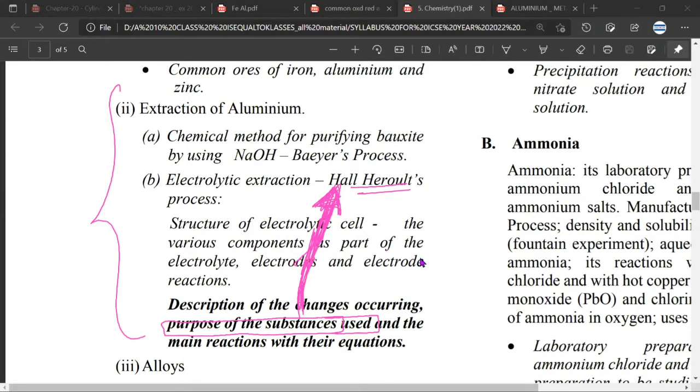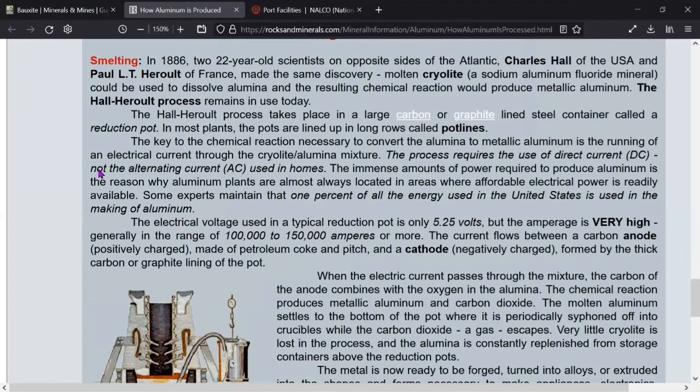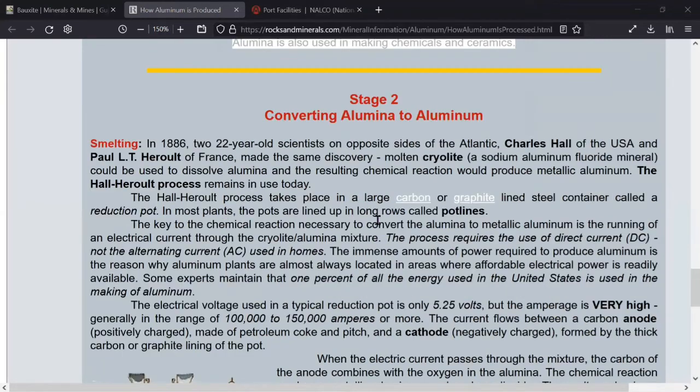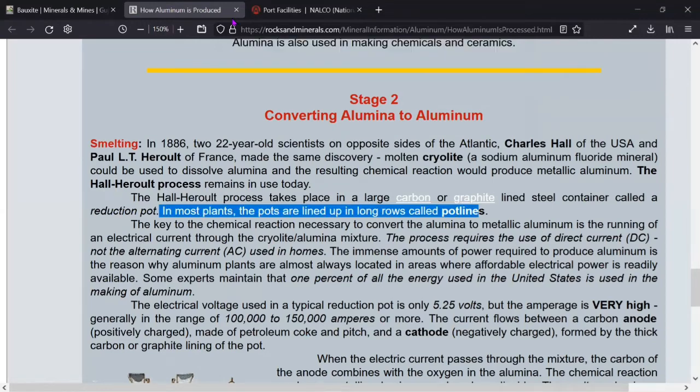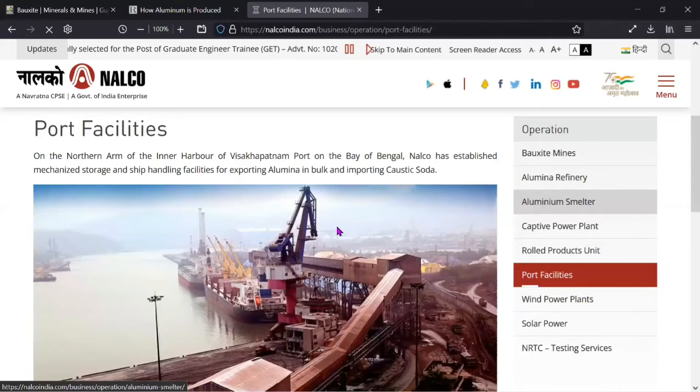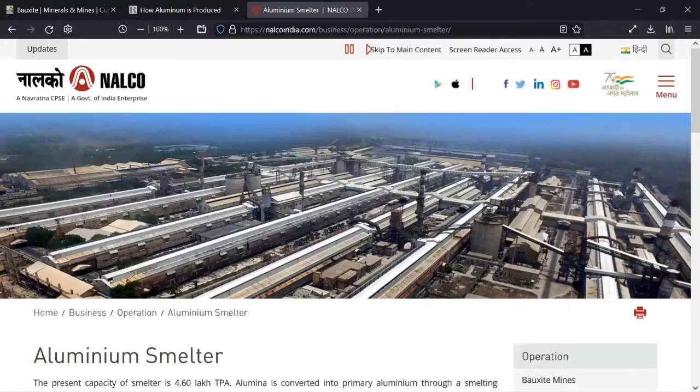Okay, so now we have this alumina. This alumina is ready for conversion to aluminium at the smelter. So the smelter is the part where electrolysis will take place. Can you see this? These are called pots. In most plants, the pots are lined in long rows called pot lines. So this aluminium smelting takes place here. You see these lines? Yes, sir. These lines consist of pots, and in these pots a large amount of electricity is used. So you should have a good amount of electricity at your disposal so that you are able to do the smelting part. Okay. Now let us try to understand what is happening in the smelters.